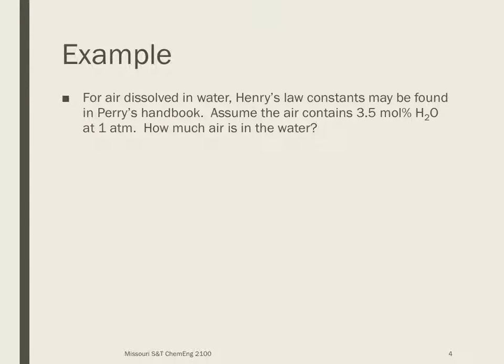So let's look at an example using Henry's law. This is for the case of air dissolved in water. So this is an important concept for my pet fish. He wants to make sure there's a little bit of air dissolved in his water. The Henry's law constants can be found in Perry's handbook, and there are a few of them within the text of your textbook here. But if we assume that the air contains 3.5 mole percent H2O at 1 atmosphere, how would we know that? Using the definitions of humidity, getting a weather forecast. We know that the pressure is 1 atmosphere. How much air is in the water? So we've got a little bit of water in the air. I want to know how much air is in the water. So the first thing I need to do is gather data for Henry's law.